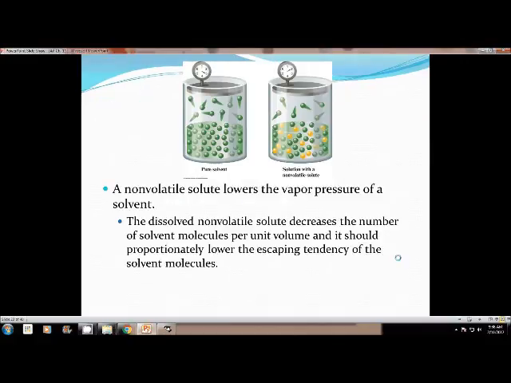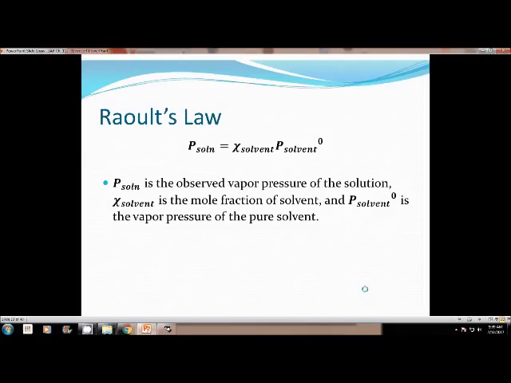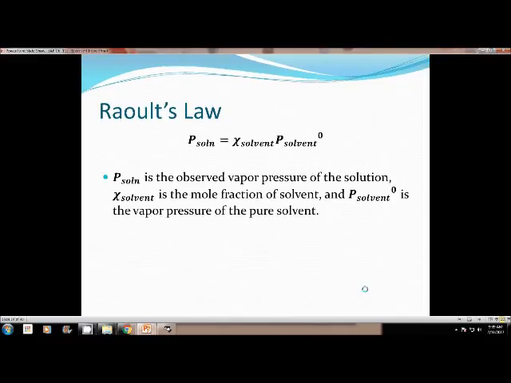So a non-volatile solute lowers the vapor pressure of the solvent because it's trapped in there with that solute. The dissolved non-volatile solute decreases the number of solvent molecules per unit volume, and it should proportionally lower the escaping tendency of the solvent molecules. So we have Raoult's law for this. I like saying Raoult. P solution is the observed vapor pressure of the solution.